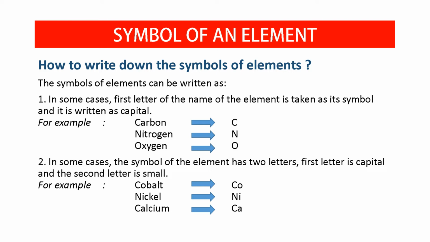And the second rule: if there are two letters, the first letter is capital and the second is small. For example, cobalt, Co, C is capital and o is small. Same, nickel, N capital, i small, calcium, C capital, a small. So this is the two-letter symbol. If there are two letters, the first letter will be capital and the second letter will be small. So this is the rule.